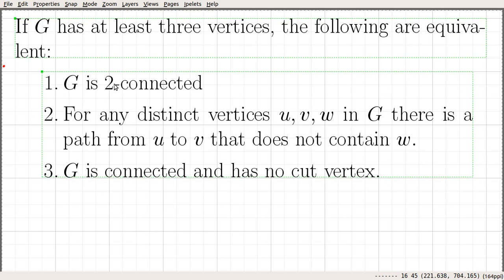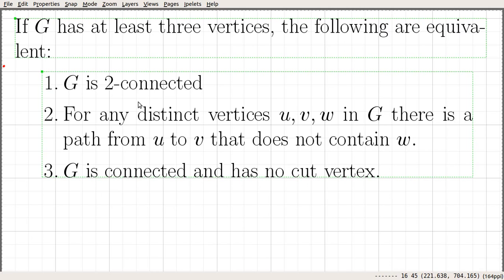In this video, we are going to prove a statement related to a two-connected graph. So the statement reads as follows: if G has at least three vertices, the following are equivalent. One, G is connected. Two, for any distinct vertices U, V, W in G, there is a path from U to V that does not contain W. Three, G is connected and has no cut vertex.